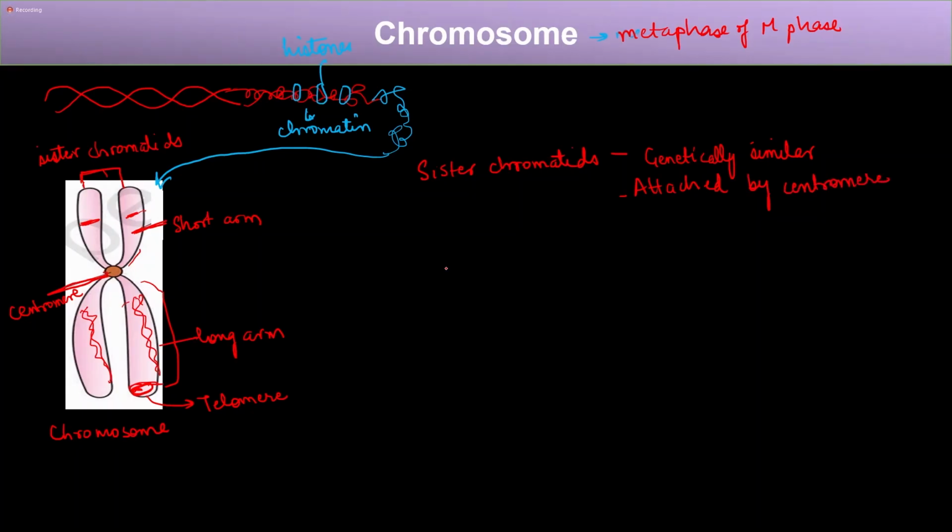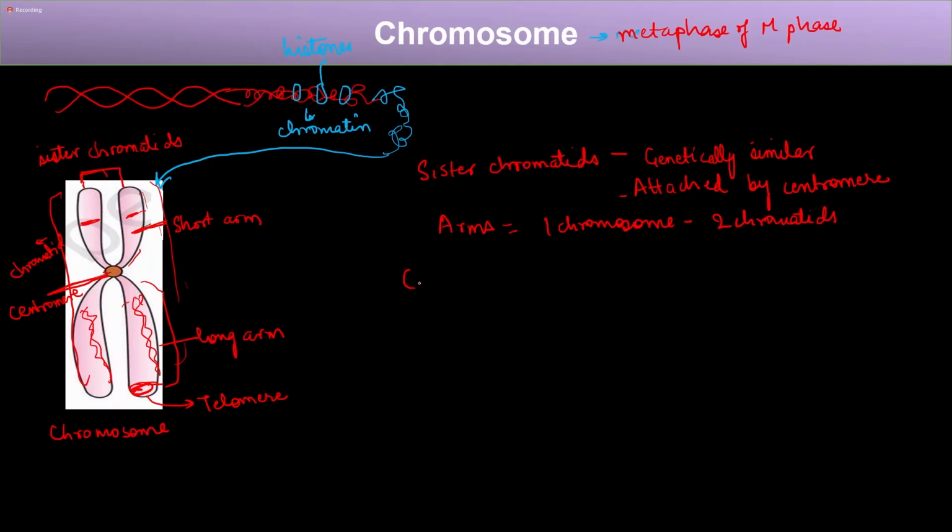Now, second thing, we have seen the arms, like there are two arms, short arm and long arm. So this is one chromosome, and in one chromosome we have two chromatids. This one structure is called one chromatid, and similarly the second structure is called the second chromatid. These chromatids have two different regions, one short region and another long region, and these two regions are called arms, right?